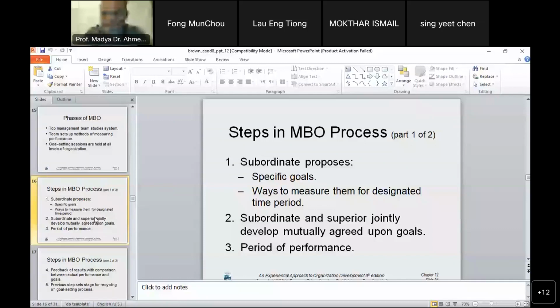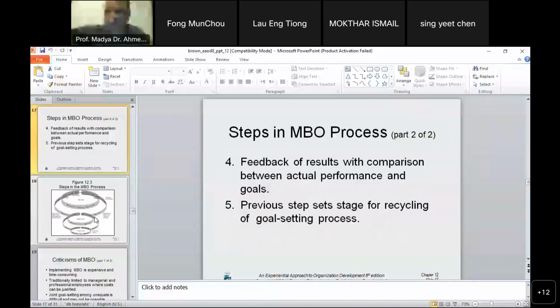The fourth is feedback based on the results, comparing what we actually achieve and the expected goals. With this gap, you either achieve what is expected, or you are below expectation, or you are above expectation. So based on those steps, you start the goal setting process again, because it is a closed loop, as you can see in figure 12.3.